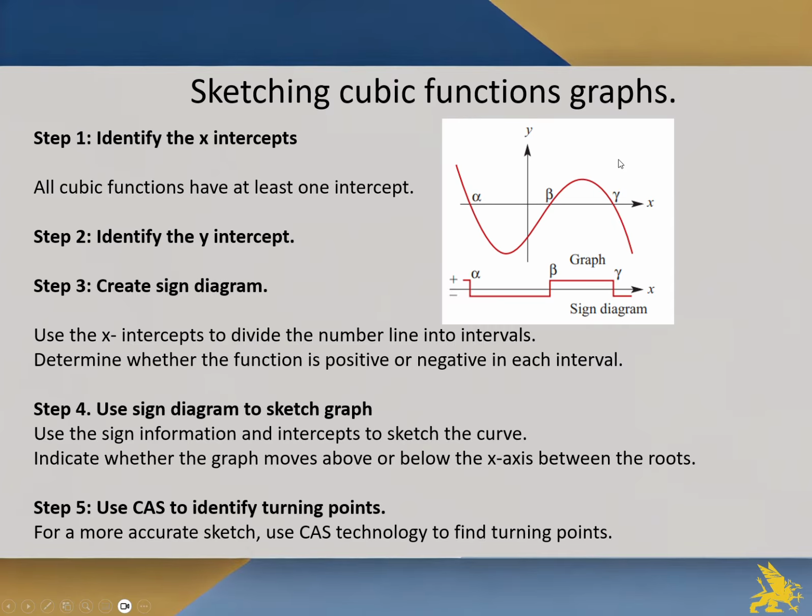So there's a couple of things that we need to understand. One is whenever we are graphing, the first part is we need to make sure that we are identifying the x-intercepts. So all cubic functions are going to have at least one intercept. Likewise, we need to identify the y-intercept as well. We need to be able to look at the relationship about what is going on with our shape. So we're going to create a sign diagram, and then we're going to use the sign diagram to sketch the graph. Now, we can use the CAS to identify the turning points, which I will go through.